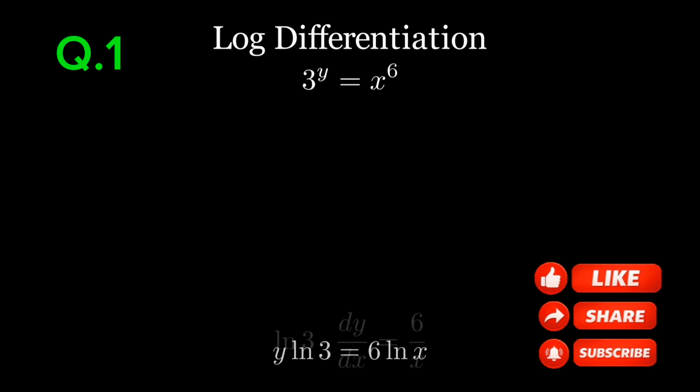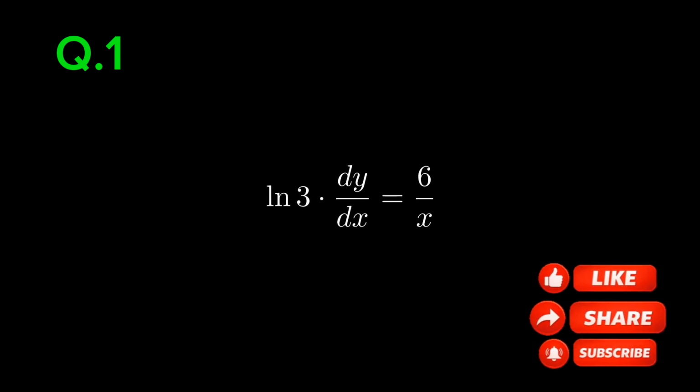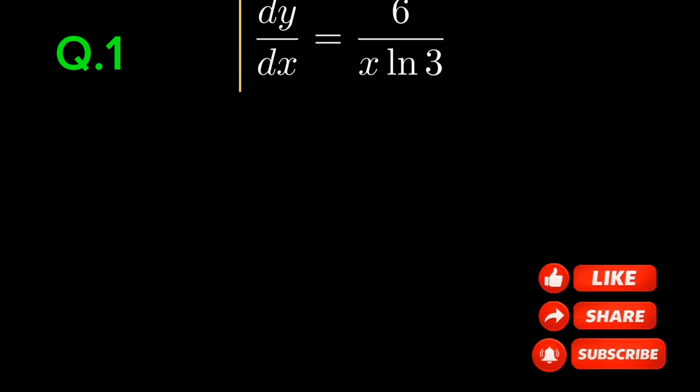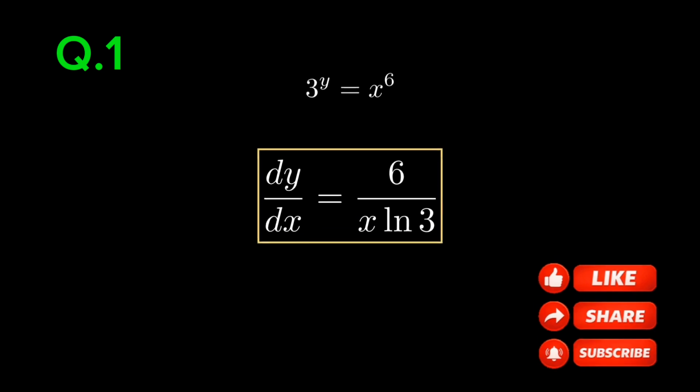Now we differentiate both sides with respect to x. We get ln 3 multiplied by dy/dx equals 6 over x. Now isolate dy/dx. Final answer: dy/dx equals 6 divided by x ln 3. The derivative of 3^y equals x^6 is 6 over x ln 3.